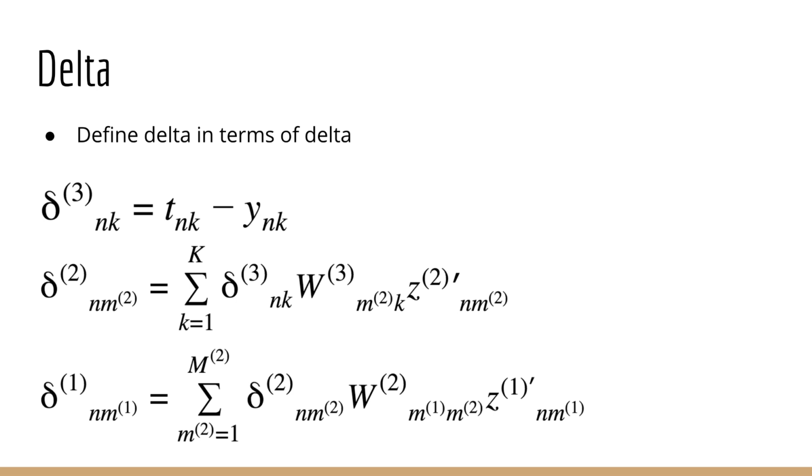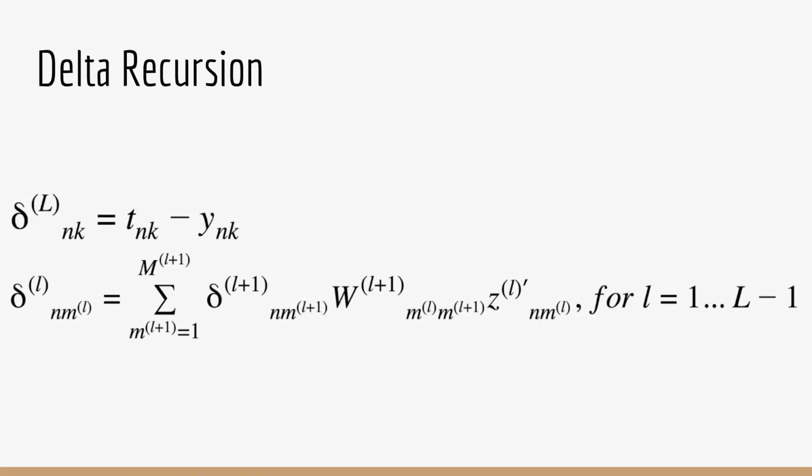So here we can see each delta defined in terms of the delta that came before it. And from here, it's easy to see that every delta, except the very first delta at the head of the neural network, follows a recursive pattern. If we say that we have a big L layer neural network, then we can define delta of big L as t of nk minus y of nk. And then we can define all the subsequent deltas from big L minus 1 down to 1 using the recursive expression you see here.